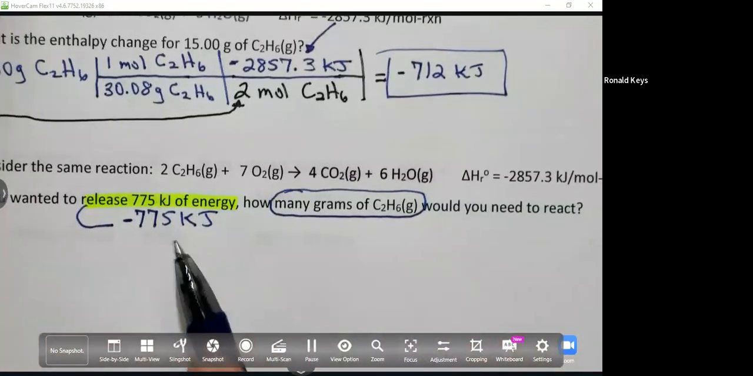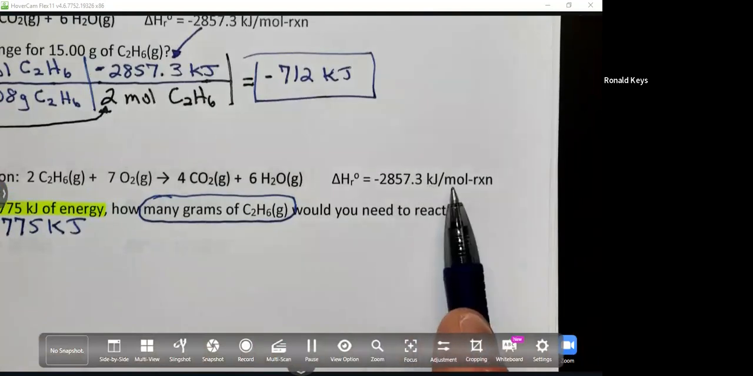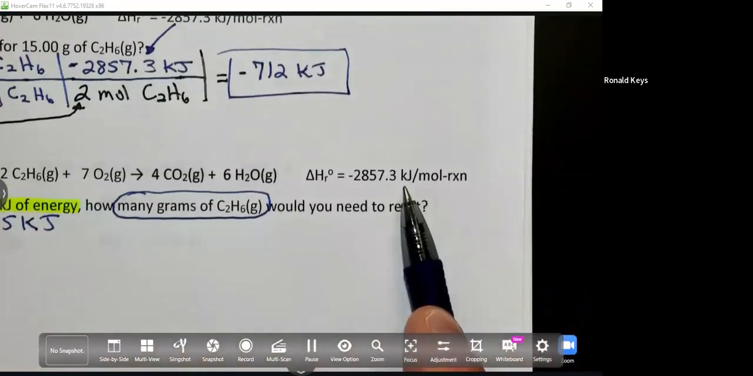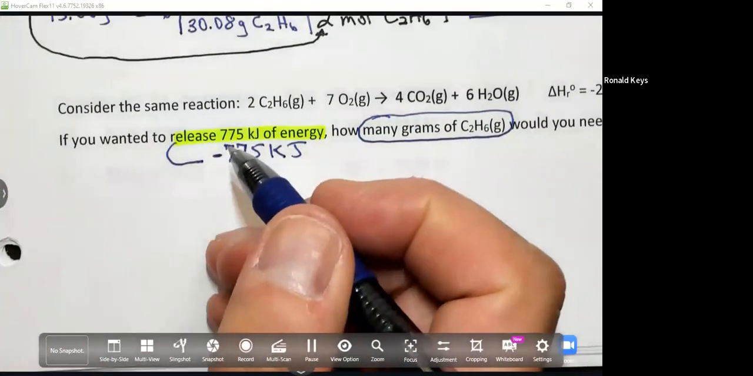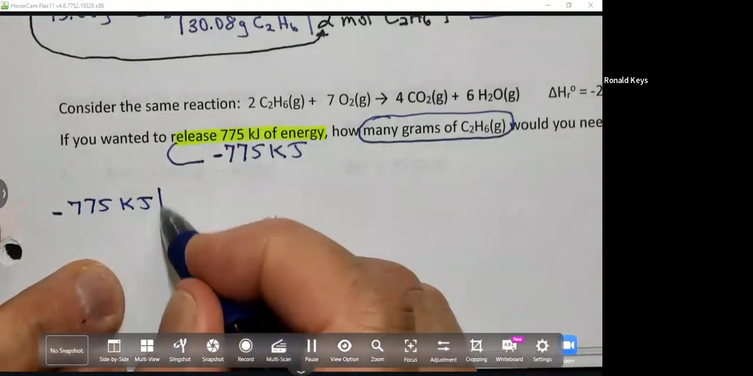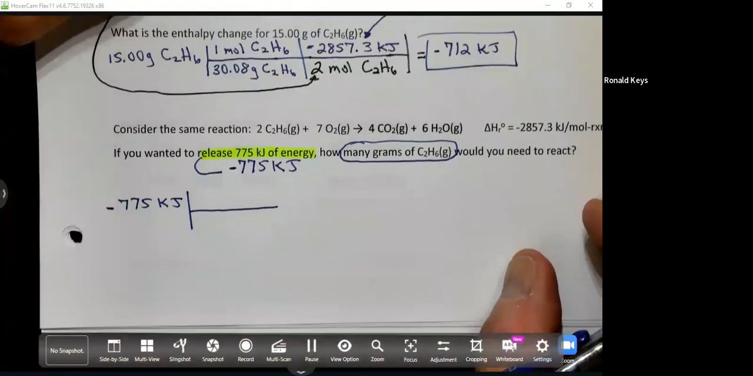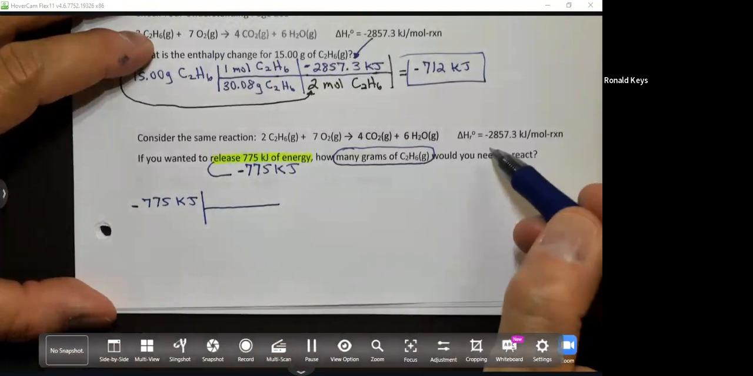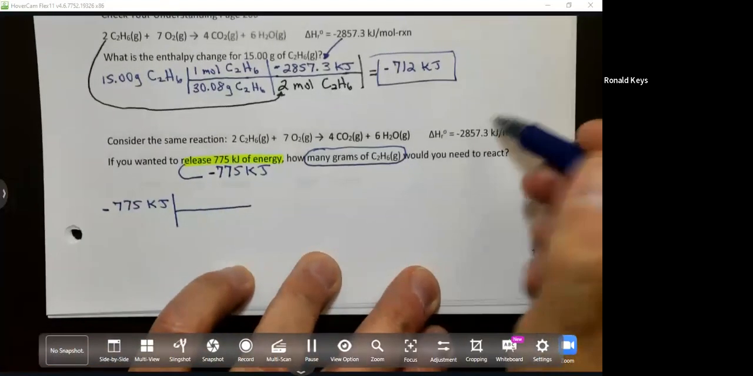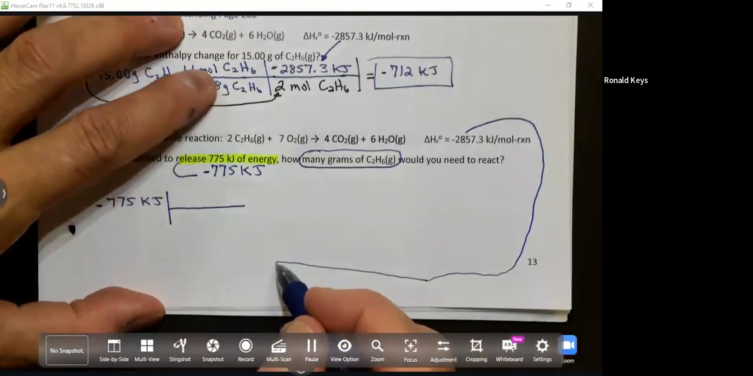Where do you got to start? This is a single unit number. Look at my double unit number. This is in kilojoules per mole, right? So we're going to start with our single unit number. We're going to get kilojoules to cancel out. We always start with a single unit number. So let's start here with -775 kilojoules. Now we're going to bring this down right here. I'm trying to draw an arrow, trying to make this look decent. Here comes my arrow. I'm going to go up way over here, way underneath here.